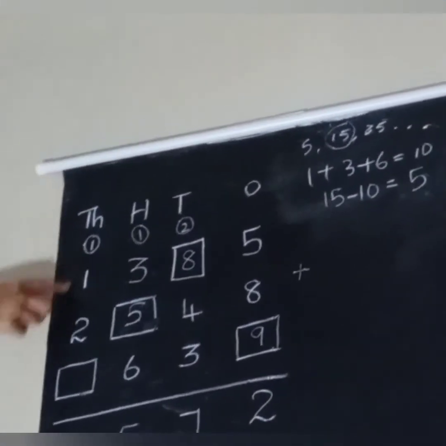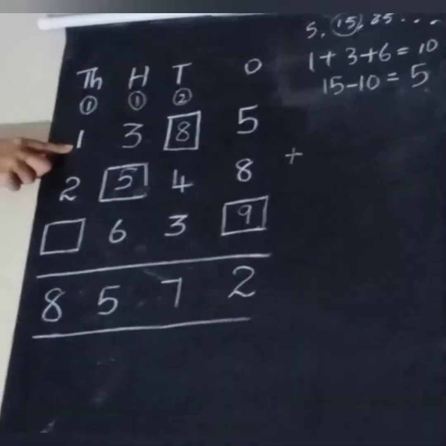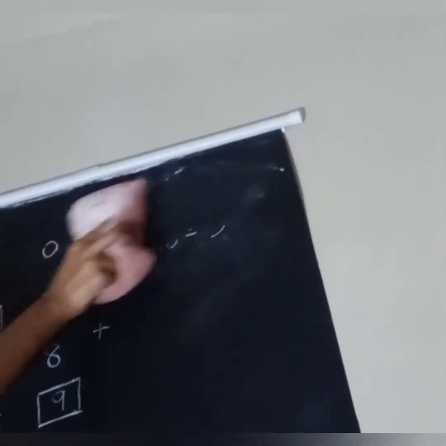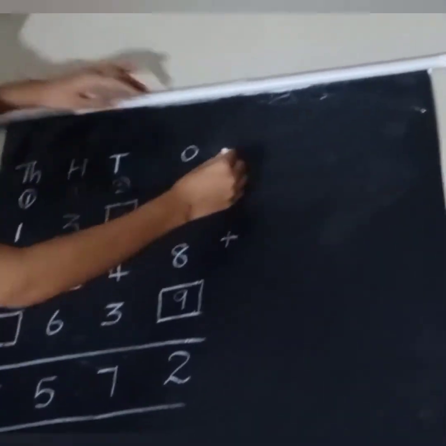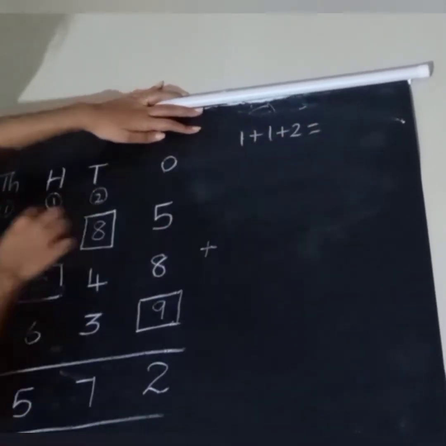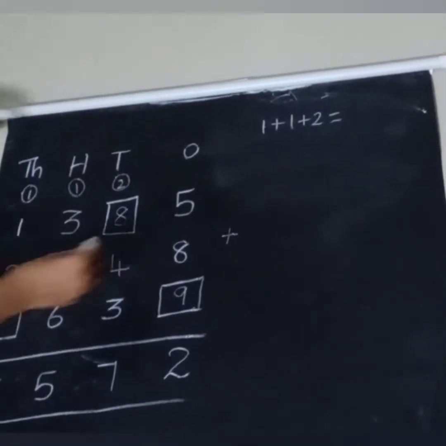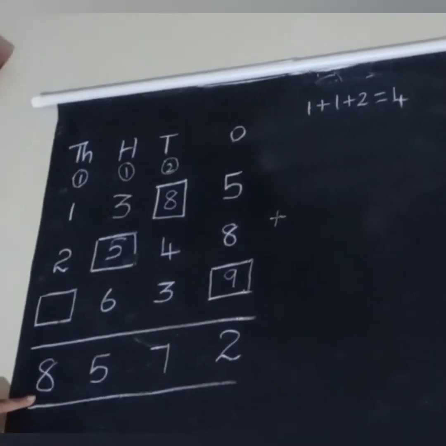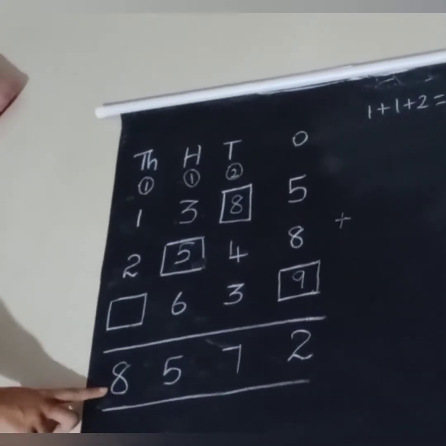Now you have to concentrate on thousands place. You have 1, 1 and 2 at thousands place. Let's add: 1 plus 1 plus 2 equal to 4. So this is the sum of the given thousands place. Now you just concentrate on the answer part of thousands place.